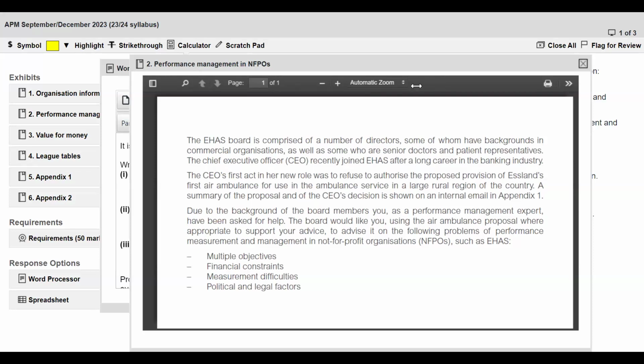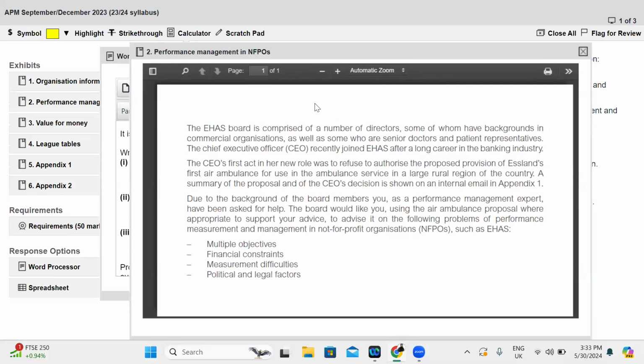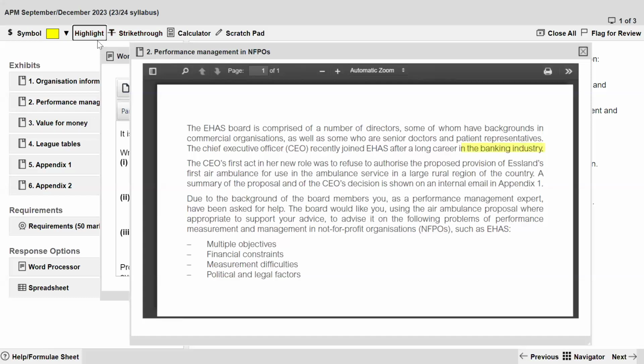Okay, now let's see. So it says the EHAS board is comprised of number of directors, some of whom have backgrounds in commercial organizations, as well as some who are senior doctors and patient representatives. The chief executive recently joined EHAS after a long career in the banking industry. So majorly the people coming from the commercial industries is what is dominating the board.